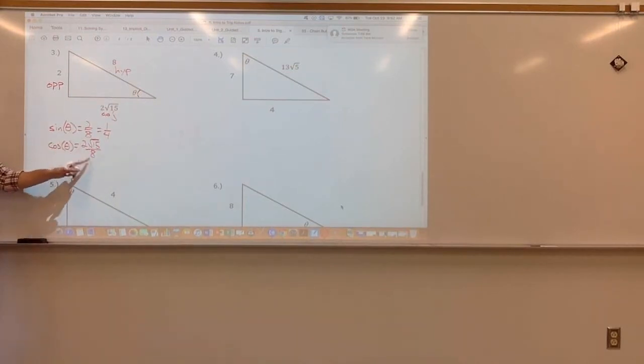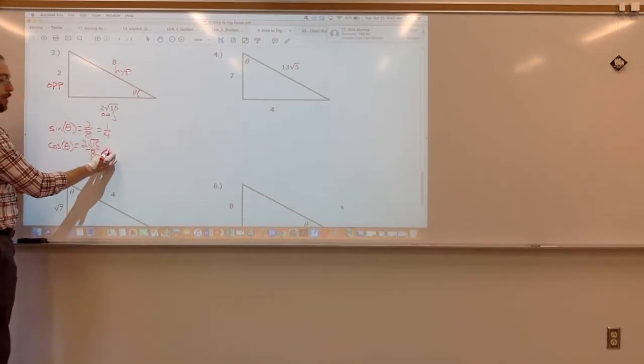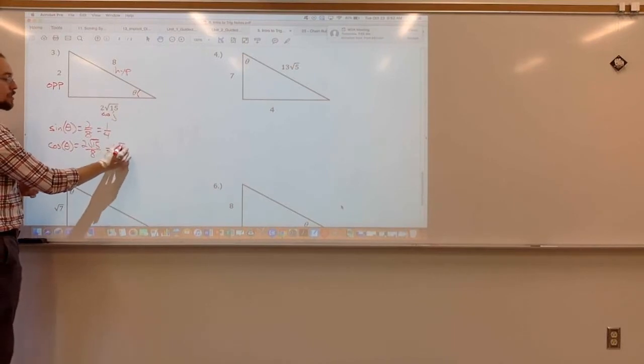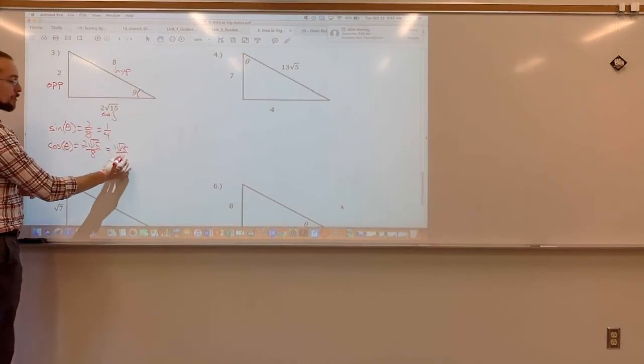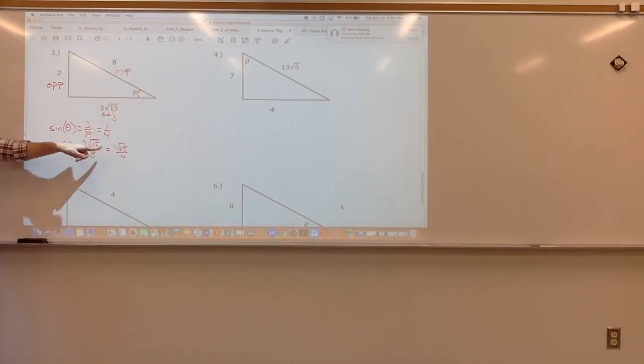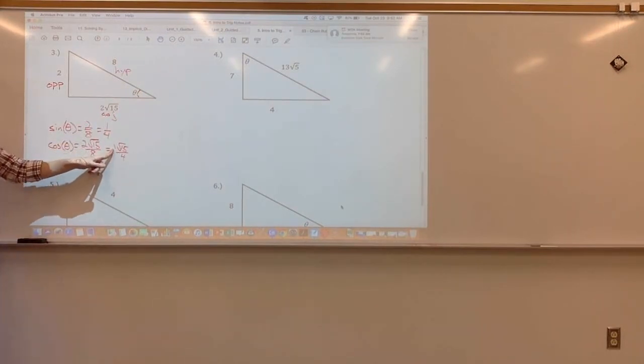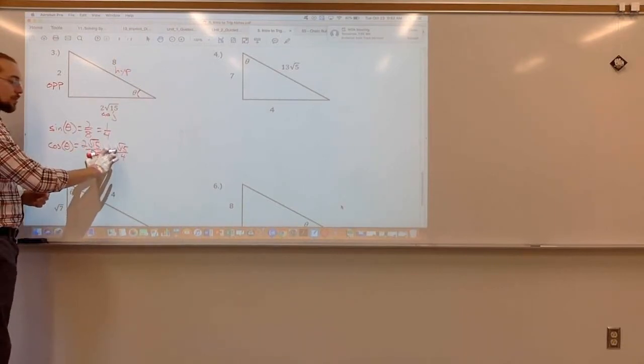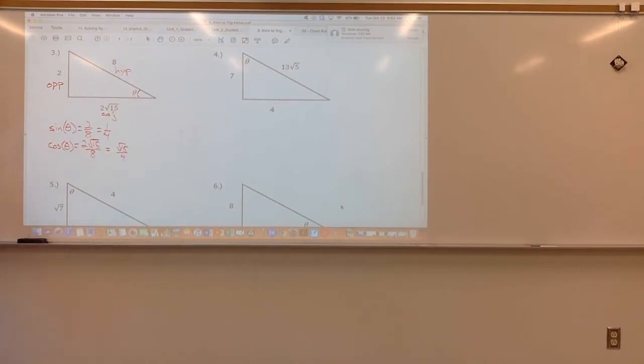But we do want to see if this part will reduce. Well, I've got 2 over 8 again, just like I did in my first problem. Right? So that would just reduce to 1 times the square root of 15 over 4. Now, I don't have to write that 1. Right? It's not wrong if you do, okay? But to make it look a little bit cleaner, I don't have to write that 1. I can just write it as the square root of 15 over 4.